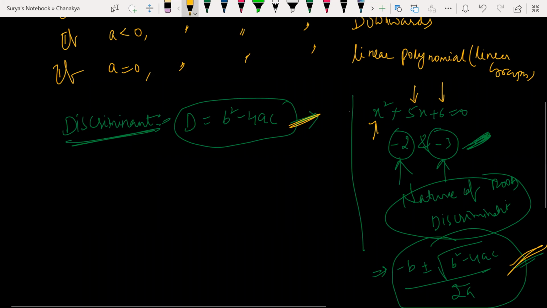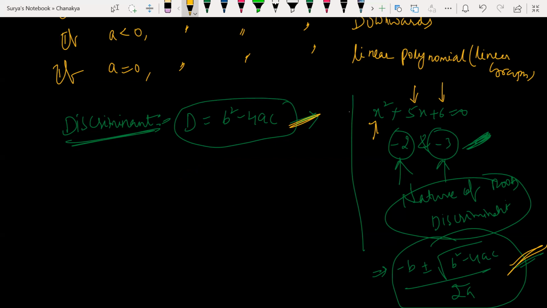The number which is in the form of a plus ib, like 2 plus 3i. Sir, is i equal to the root of minus 1? Yes, i square is equal to minus 1 only. The numbers which are in the form of a plus ib are imaginary roots.